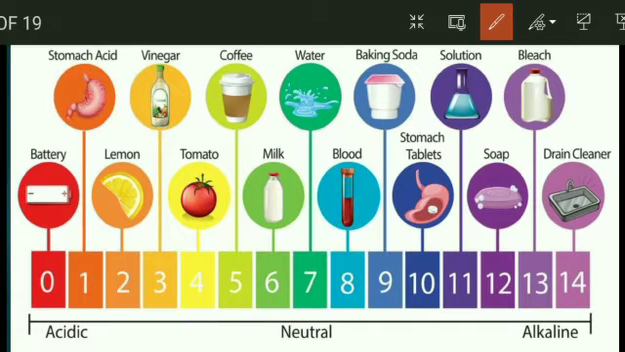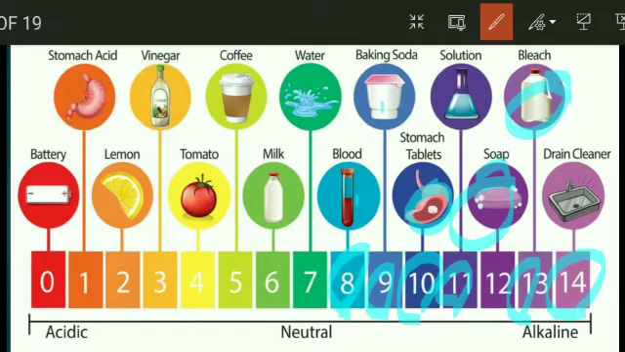And when it comes to 8, 9, 10 and 11, these are weak bases. Our blood is a weak base. And baking soda, which we use for cooking, is also a weak base. And stomach tablets, antacids, we use antacids when we get a gas problem. They are also mild bases. Weak bases or mild bases. And soap is also a base, and bleach is a strong base, and dry clean is also a base. So these are weak bases and strong bases.